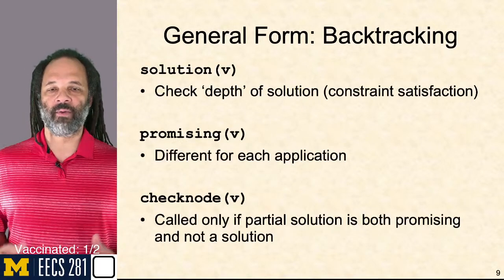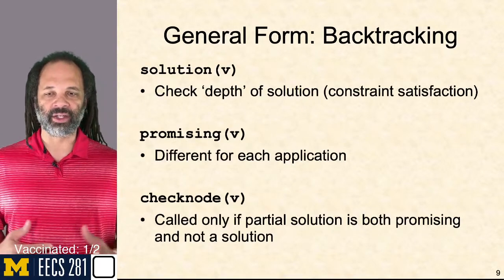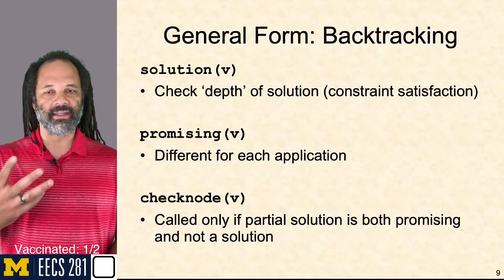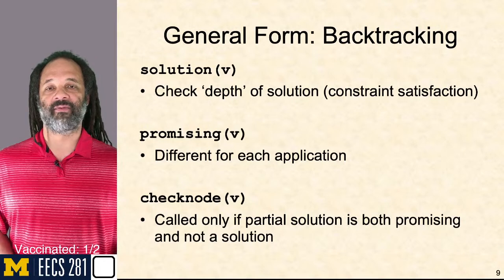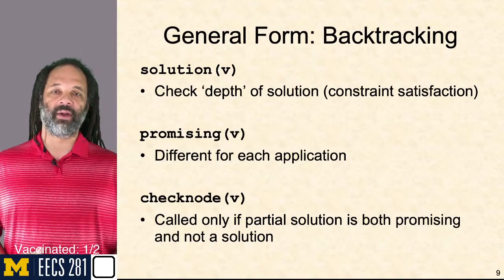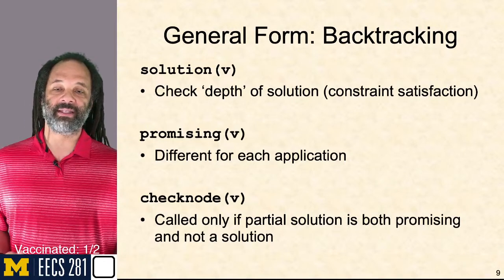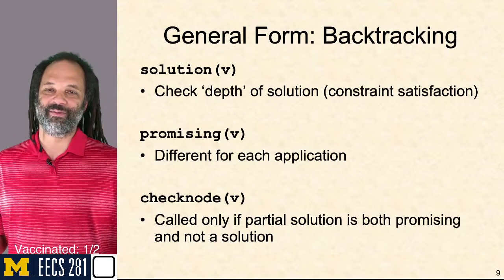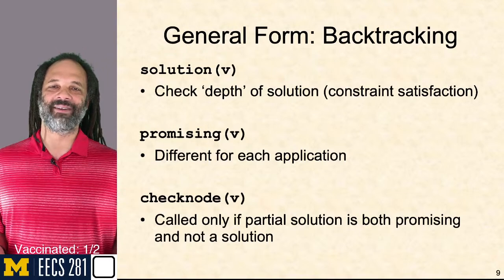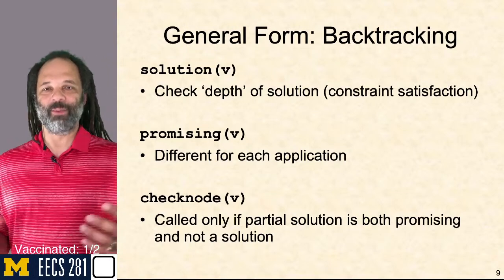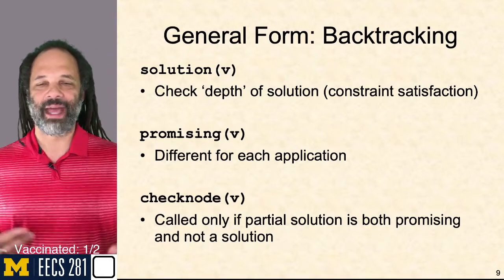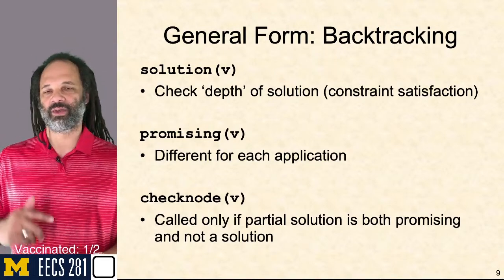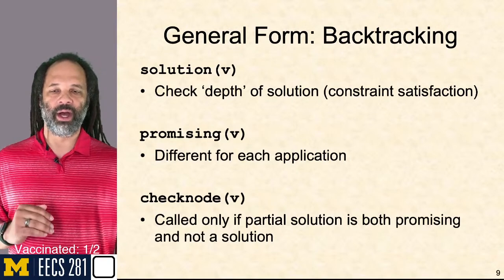So in my general form of backtracking, I mentioned I had these three things that were important. Solution of V. Is this the right thing? Oftentimes this is fairly simple. So if you're doing graph coloring, and you know you're coloring 15 states, solution of V is like return V equals 15, right? If V is not 15, then we don't have a solution. If V is 15, then we have a solution. Often solution check is fairly easy because you're just trying to see if you've gotten enough work done.